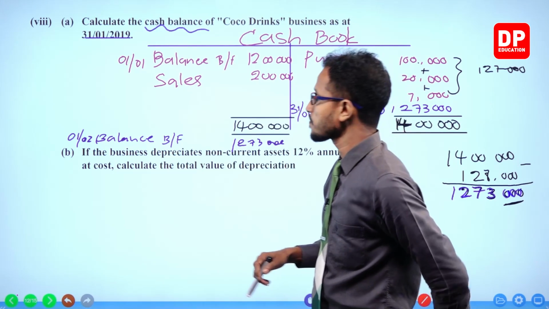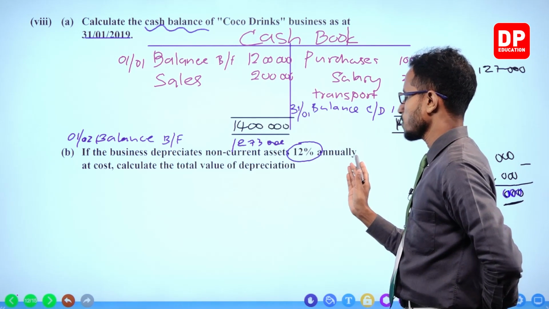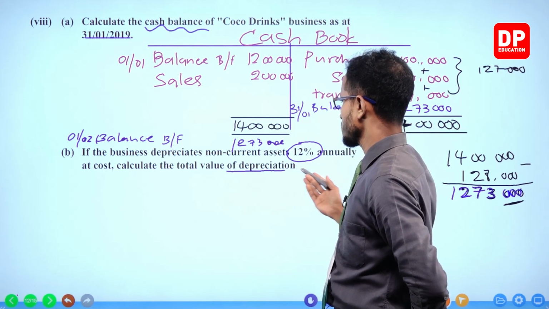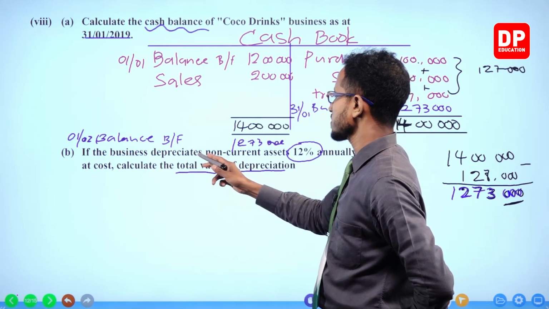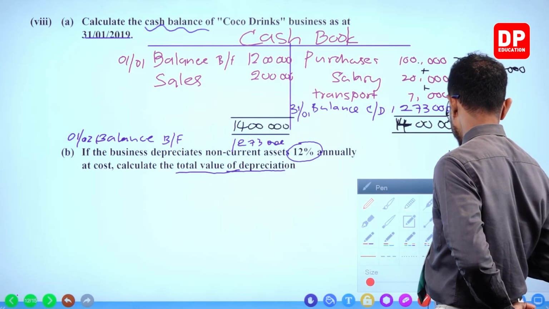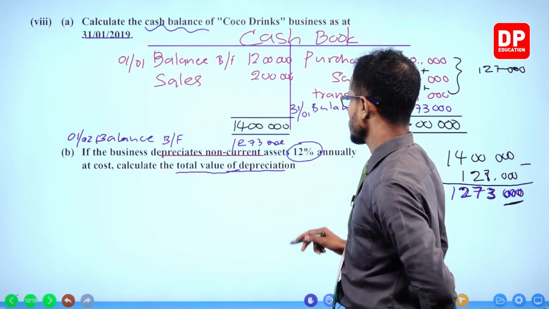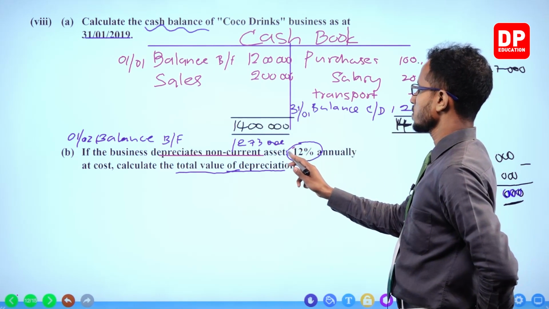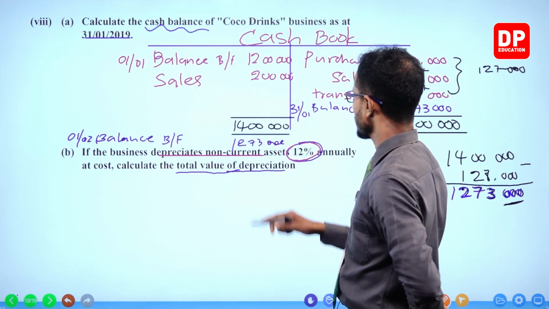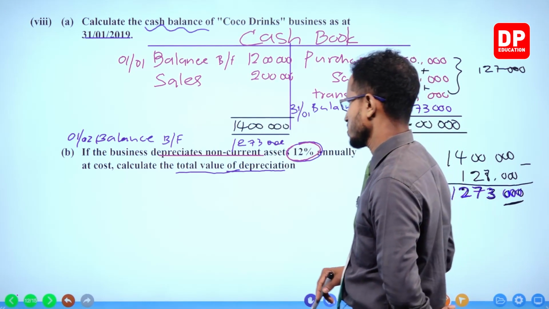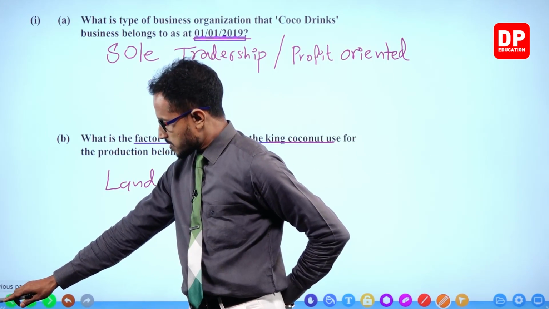Righto, next part. If the business depreciates non-current assets 12% annually at cost, calculate the total value of depreciation. Total depreciation they are asking. Depreciation of non-current assets, 12%. Let's get the cost of non-current assets.